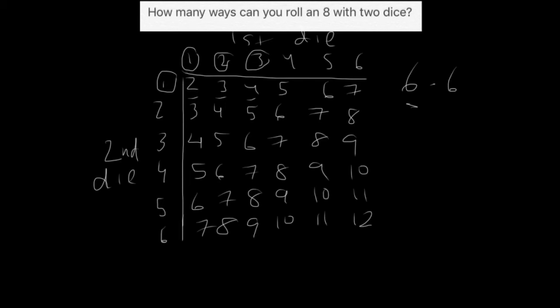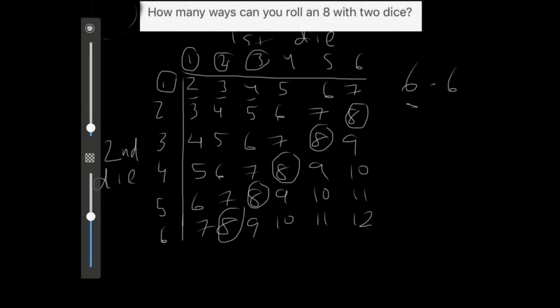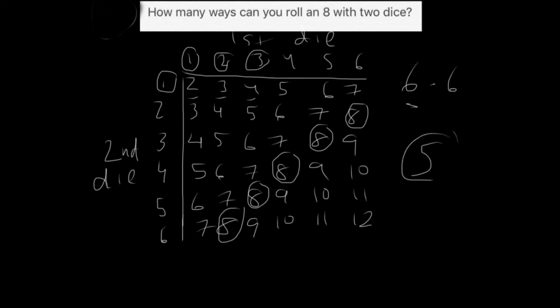So we'll just go through and find all our 8s. 2, 3, 4, 5. So we have 5 possible ways that we can roll an 8 on this die. Okay, let me just put the 5 down here actually. Yes. 5 possible ways.